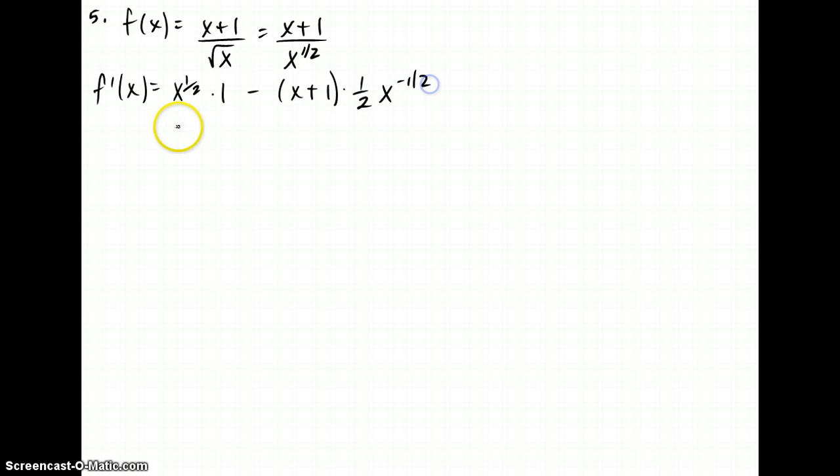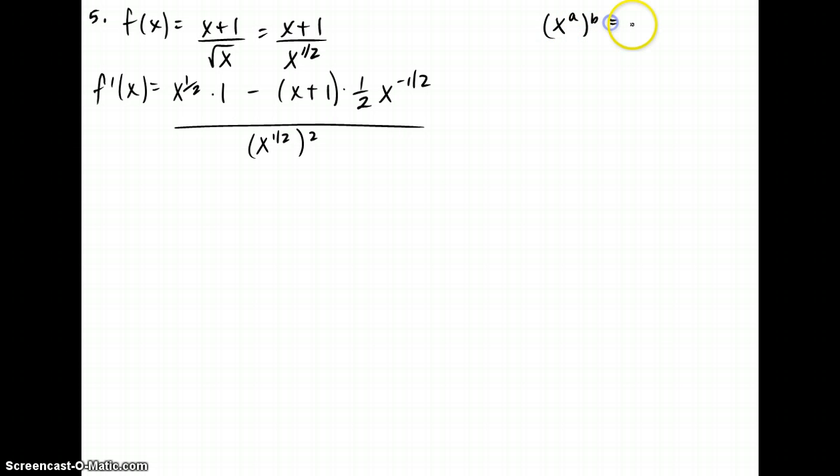All right, now the tough one. And this one was tough algebraically. It was tough to find the critical numbers if you could even get to the second derivative. So rewriting the denominator as x to the 1/2 and applying the quotient rule: bottom function times the derivative of the top minus top times the derivative of the bottom function, all over bottom squared.